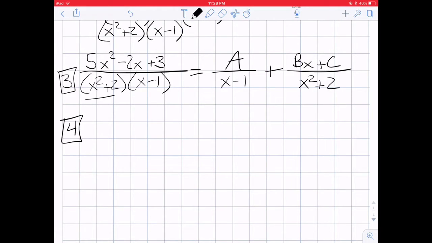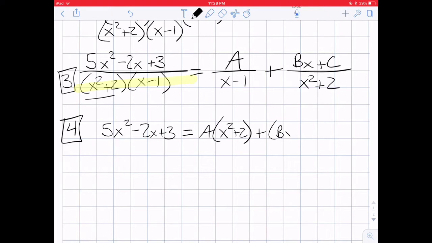Step 4, once again, we're going to clear the fractions by multiplying both sides by the denominator over here, the x squared plus 2 and the x minus 1. When you multiply the left side of the equation by those two factors, you're left with just the numerator, the 5x squared minus 2x plus 3. On the right side, the x minus 1 cancels, but you have the x squared plus 2 still multiplied by the A, and the Bx plus C is going to wind up being multiplied by the x minus 1.